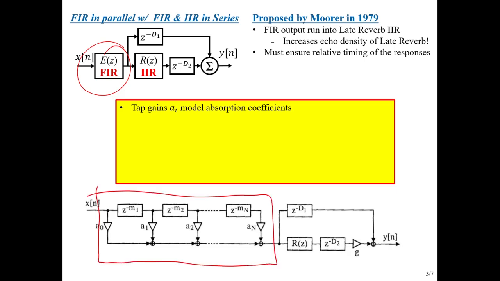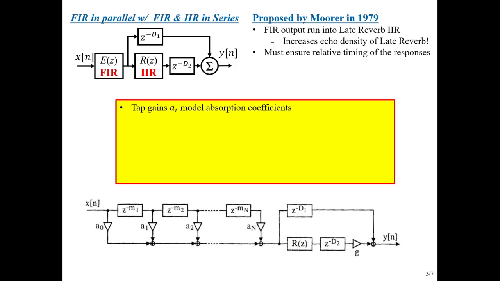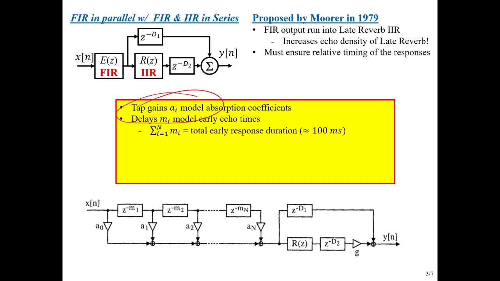And then we have the R of Z, and we don't really need this Z to the minus. Well, yeah, they're both in there. So we would put both of those in there, and we can adjust those appropriately. So again, the tap gains model the absorption coefficients. The sum of the M's should sum up to be the total early response.